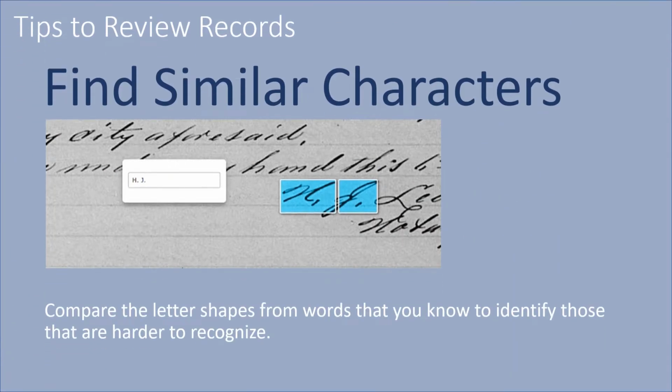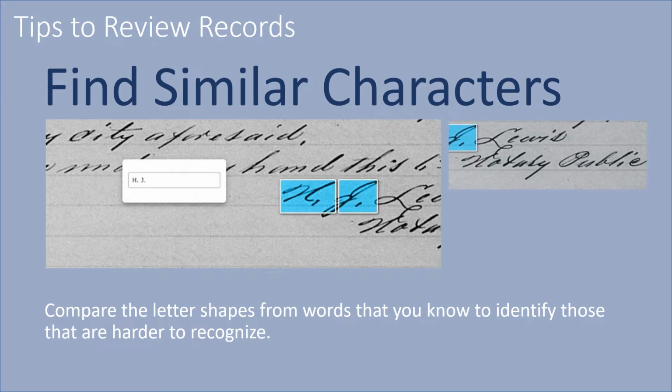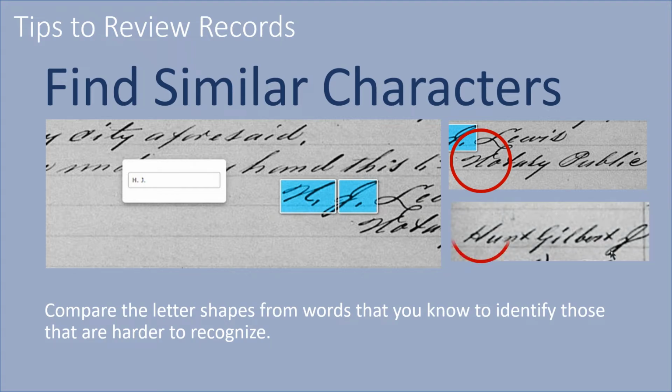Find similar characters. Compare the letter shapes from words that you know to identify those that are harder to recognize. In this case, we see notary, so we can see that that looks more like an N than an H. And this was hunt, so that's what an H looked like. These both were images from that same page.